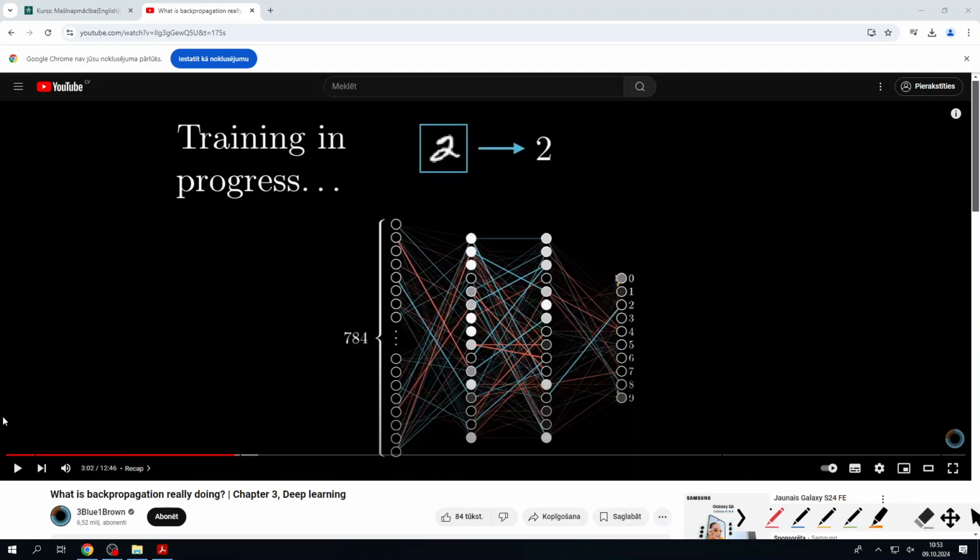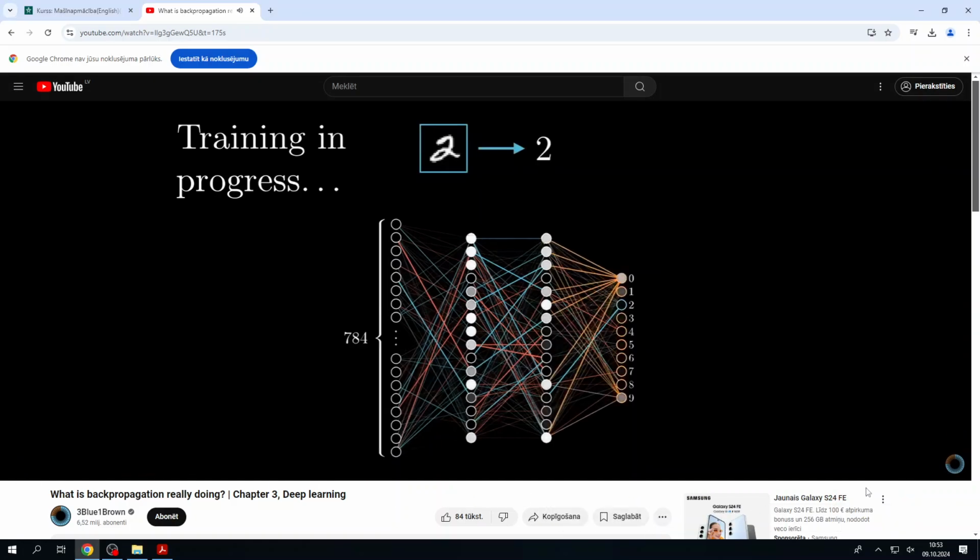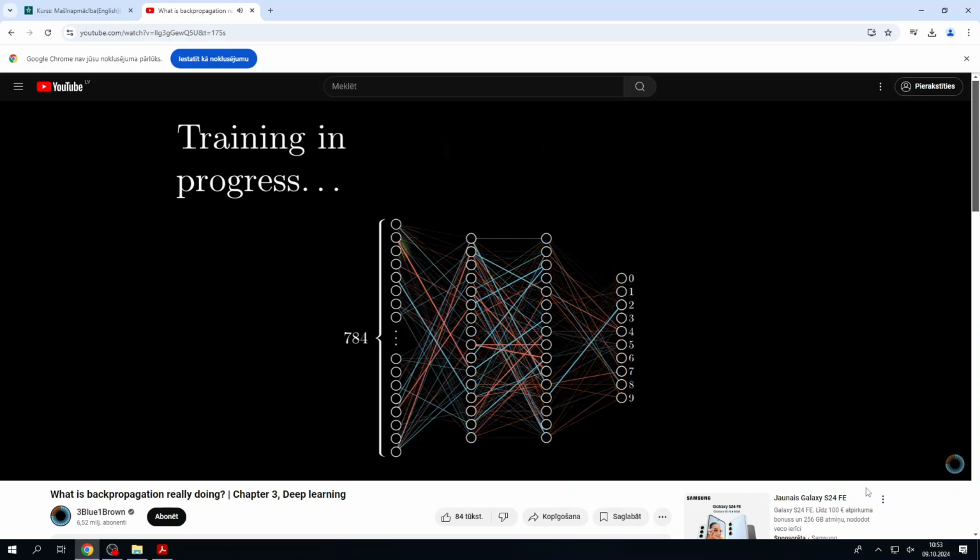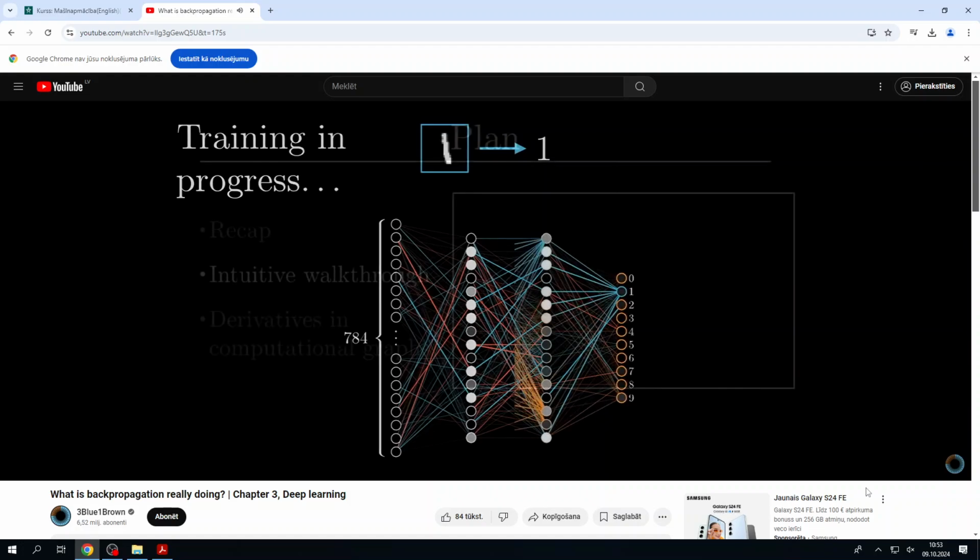So basically what happens now is that there's a lot of little adjustments getting layered on top of each other. We calculate the error and the error backpropagates.